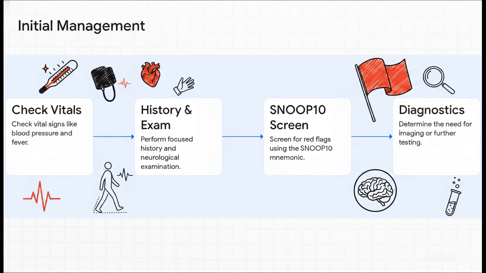This initial management algorithm is basically your baseline for every single headache patient you see. You always start with the vitals, right? A fever or extreme hypertension immediately changes your triage path. Then you do a focused history and a comprehensive neuro exam, paying really close attention to cranial nerves, motor function, and gait. Next, you run their presentation against specific red flags, which will ultimately dictate your neuroimaging and diagnostic decisions.